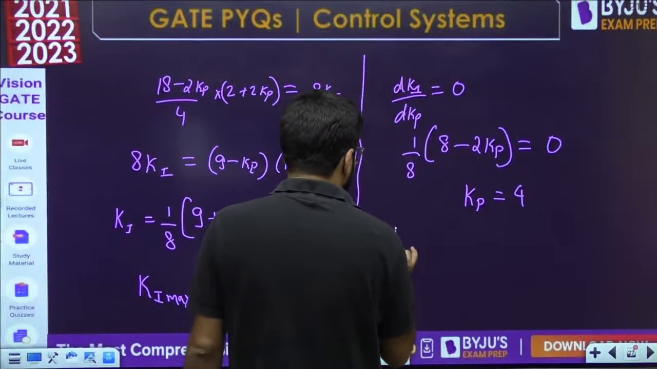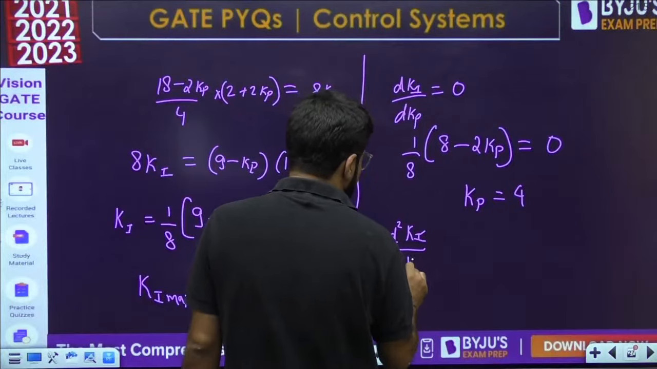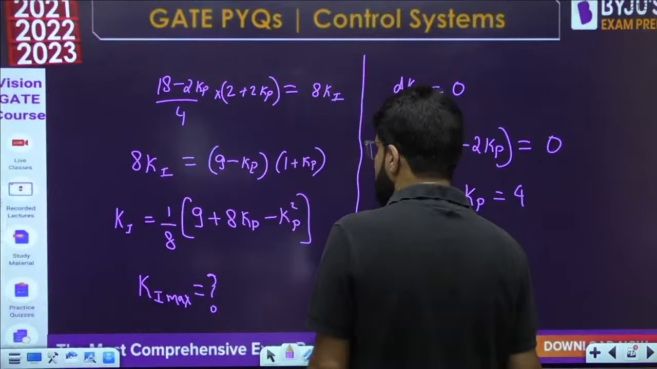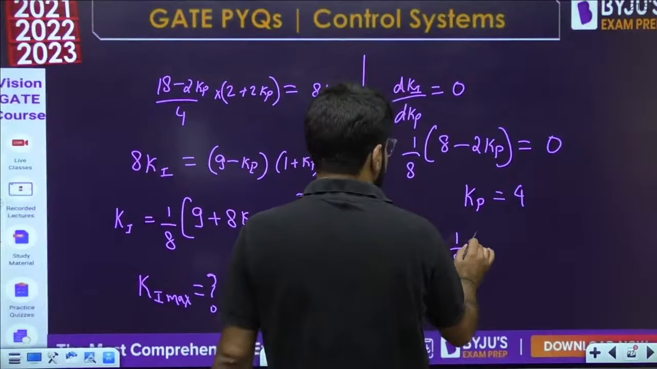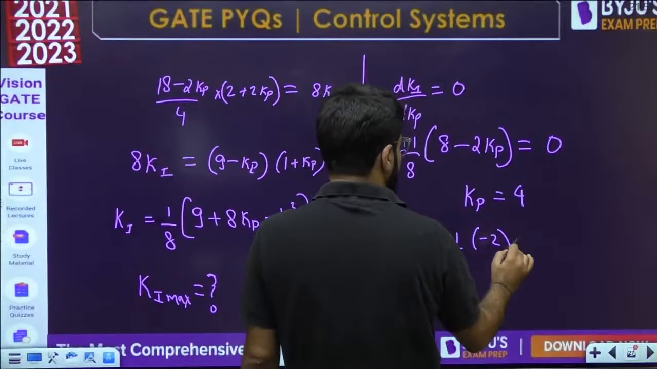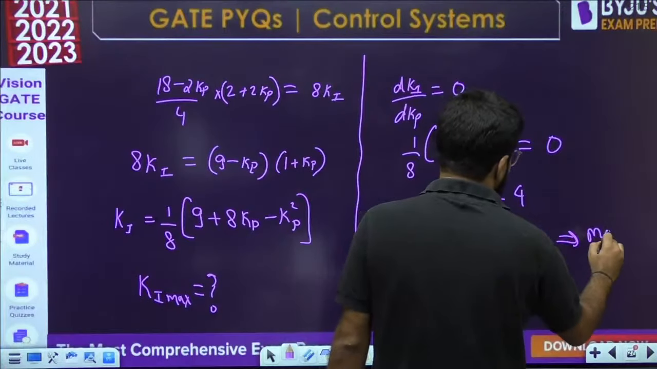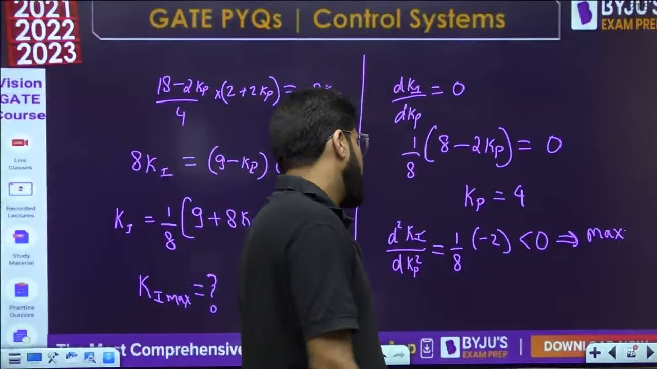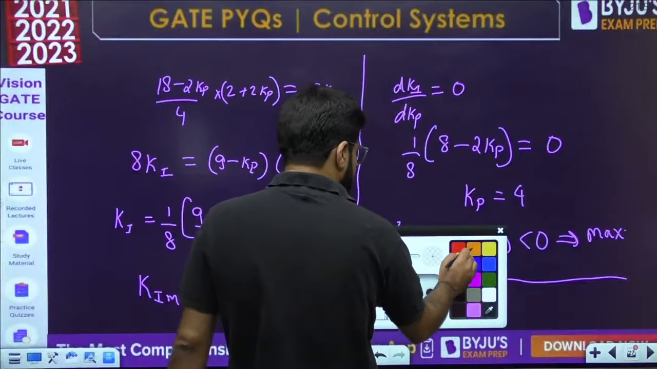If you want to confirm whether it is a maxima point or not, you can start d2Ki by dKp square. And that is equal to how much? That is equal to 1 by 8. Iska again derivative liya, so 1 by 8 into minus 2, which is negative, confirming maxima location. Second derivative is negative na for local maxima. Done. So what should be the answer then?